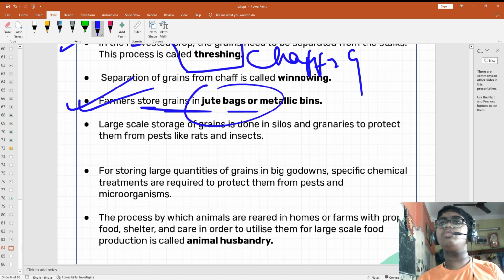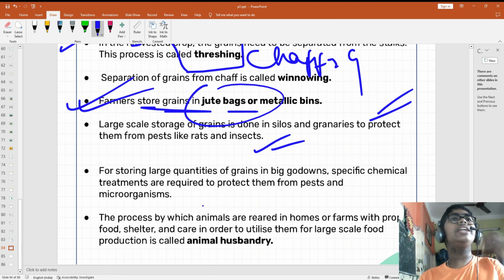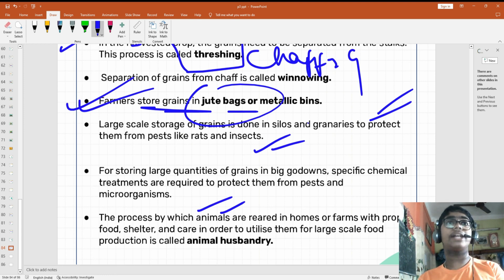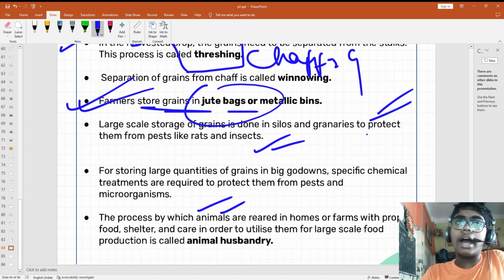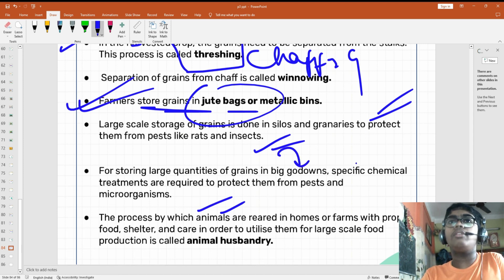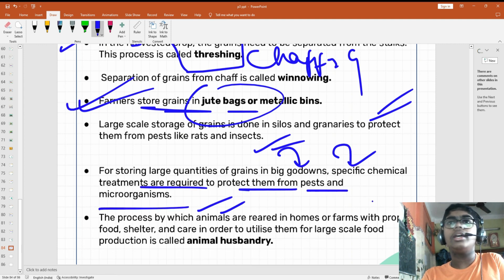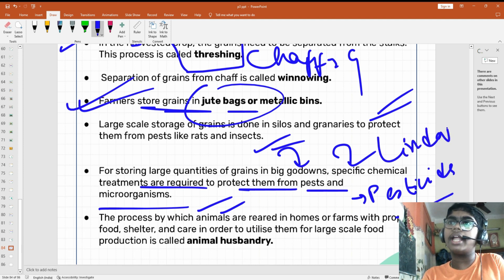Farmers store grains in jute bags and metallic bins. Large scale storage is done in silos and granaries. For storing in low quantity, small scale, we use the metallic bins and jute bags. For storing large quantities of grain in big godowns, specific chemical treatments are required to protect them from pests. And what are they? Pesticides. Remember a name, lindane, malathion.